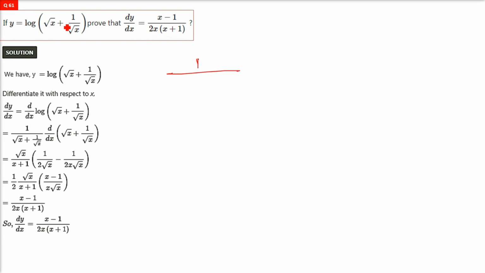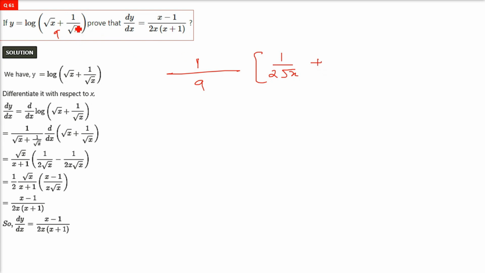But those who want to actually get how it is going to be solved, just assume this under root x plus 1 by under root x is a. So log of anything, its differentiation will be 1 by that thing. So I am assuming that to be a. And this is a root x, differentiation is 1 by 2 root x.